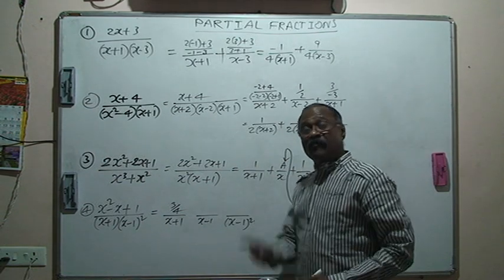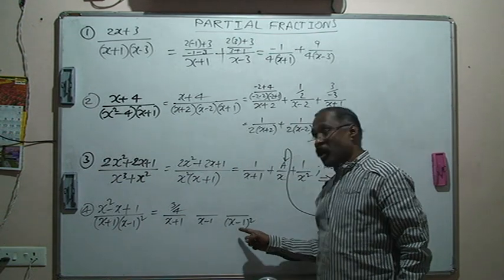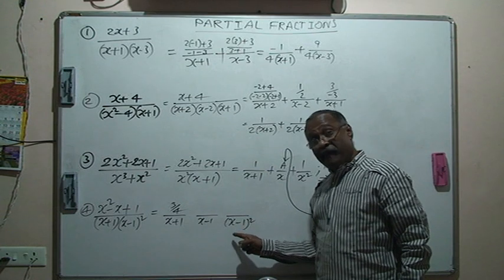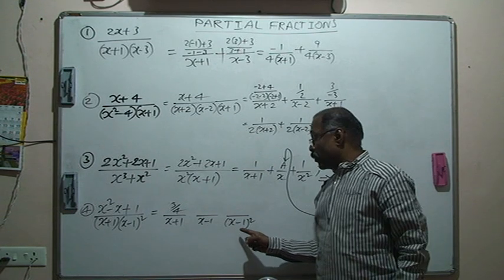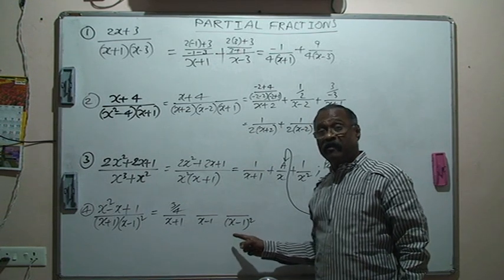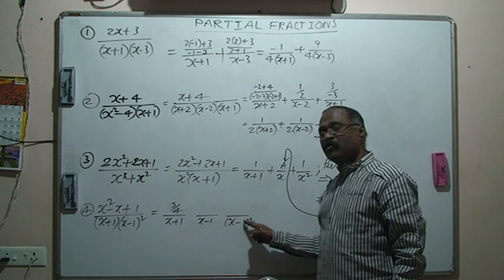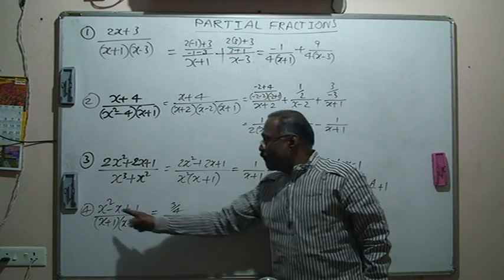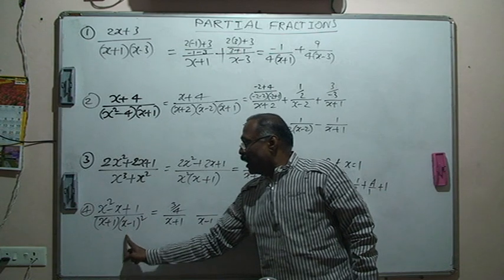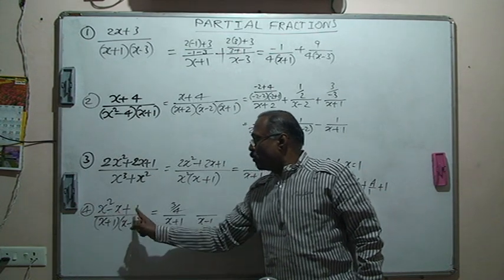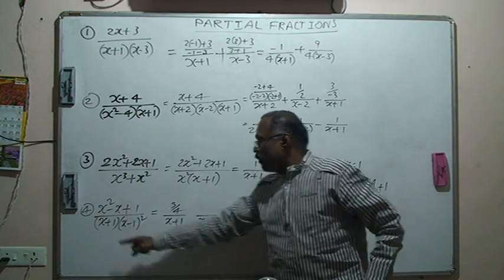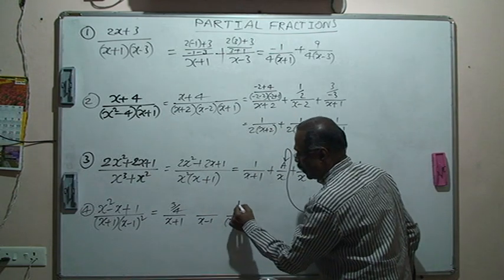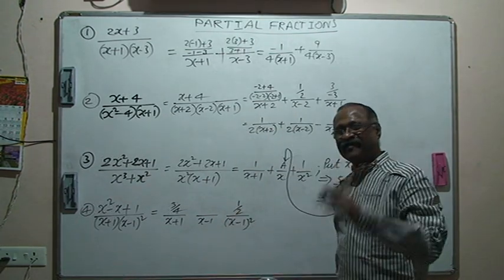Now for the highest power of the repeated linear factor, you can make use of the same method, everywhere but not there. Here also, put x equal to 1 everywhere but not there. x equal to 1: 1 − 1 + 1, 1 by 1 plus 1, 2. So 1 by 2. It's done.